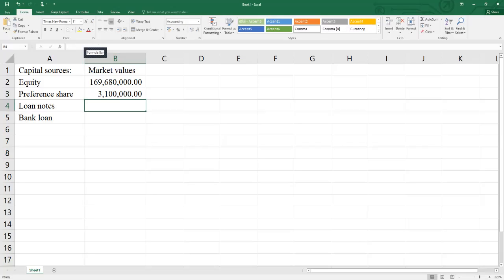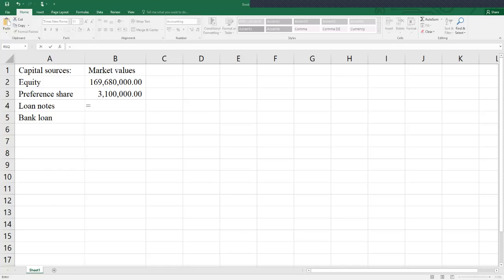Next, we get the market value of the notes. Give me a second. In this case we need to get the number of notes issued, and we are told that the nominal value of the notes is 10 million. Just confirm, yes, this is okay, 10 million.